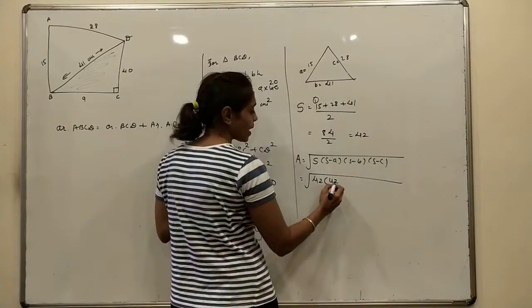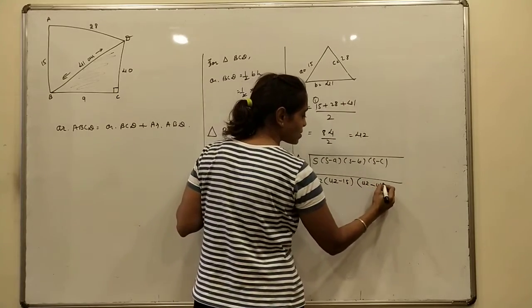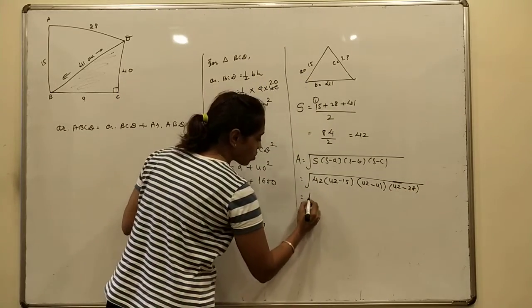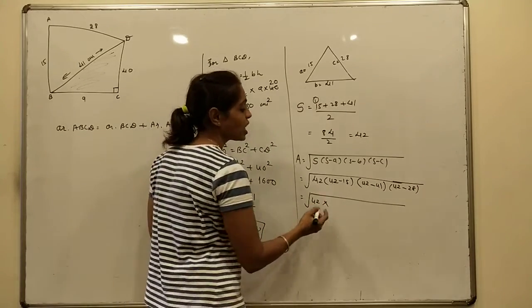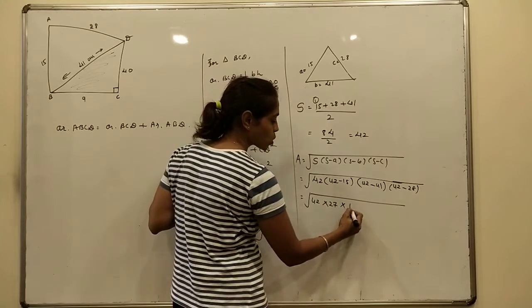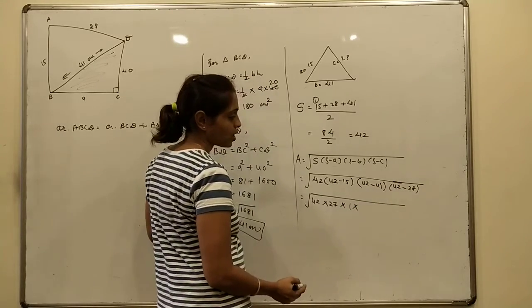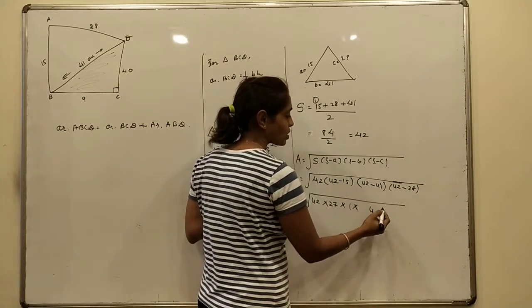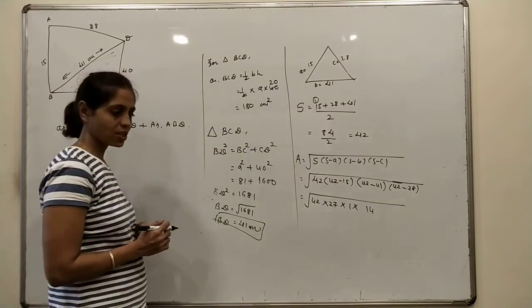Okay, 42 minus 15 is 27. S minus B, 42 minus 41 is 1. And 42 minus 28 is 14. So under root of 42 into 27 into 1 into 14.